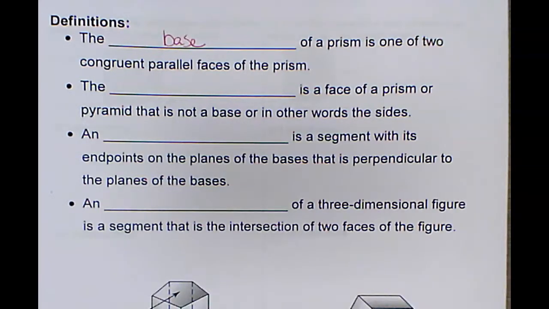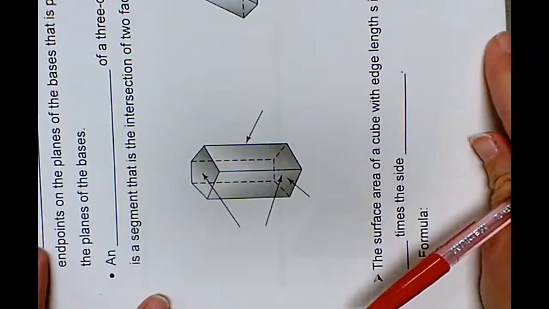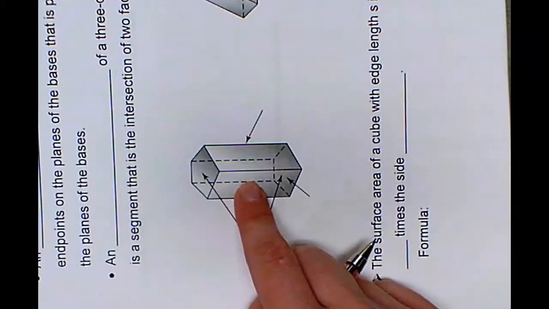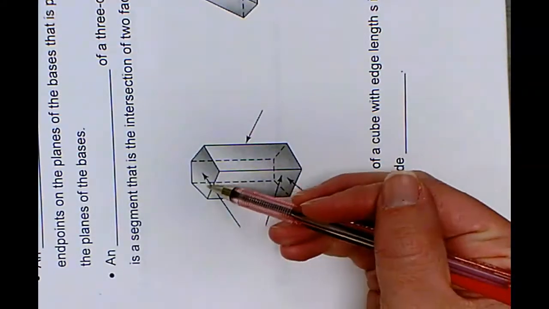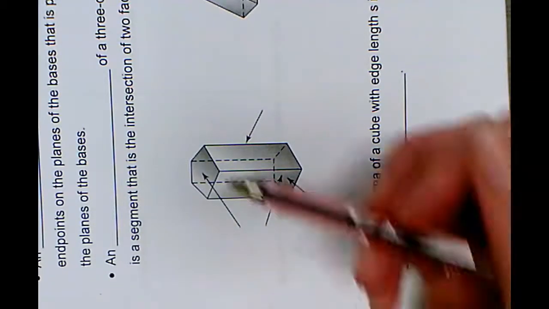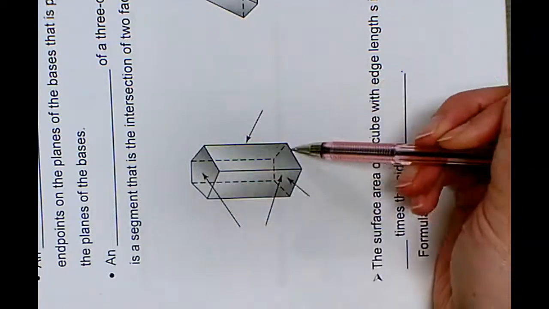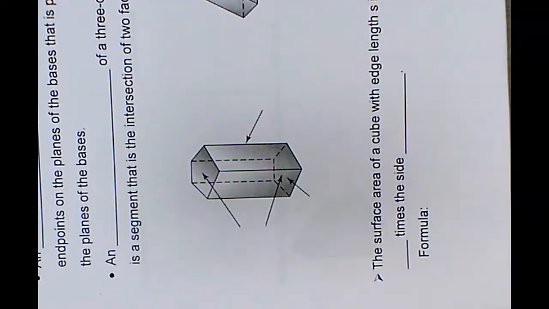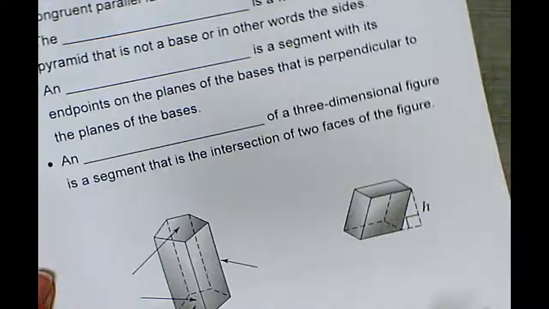So if I have a pentagonal prism just like this, the base is not this part down here that we are kind of sitting on. The bases are these pieces right here that are the polygons. They are congruent to each other, they're parallel, and there are only two of them. So those are the bases.